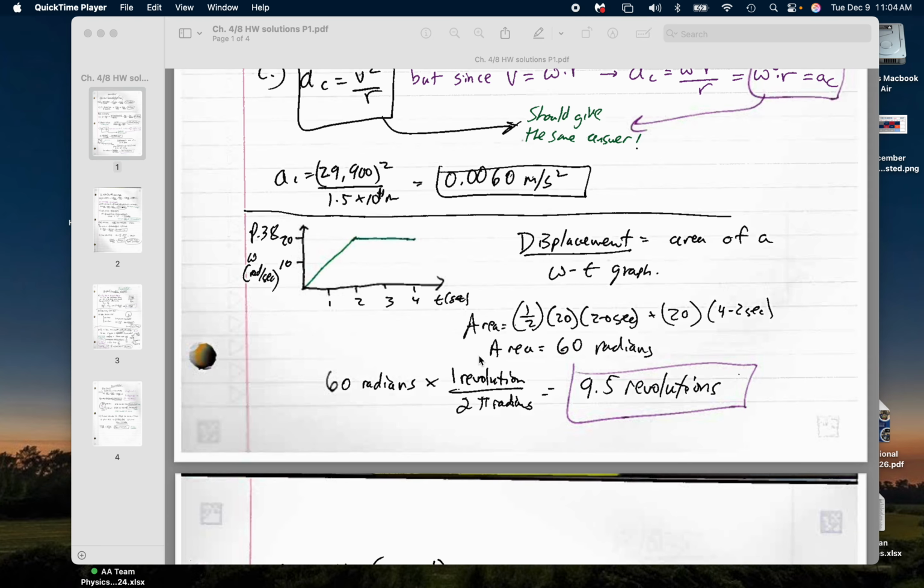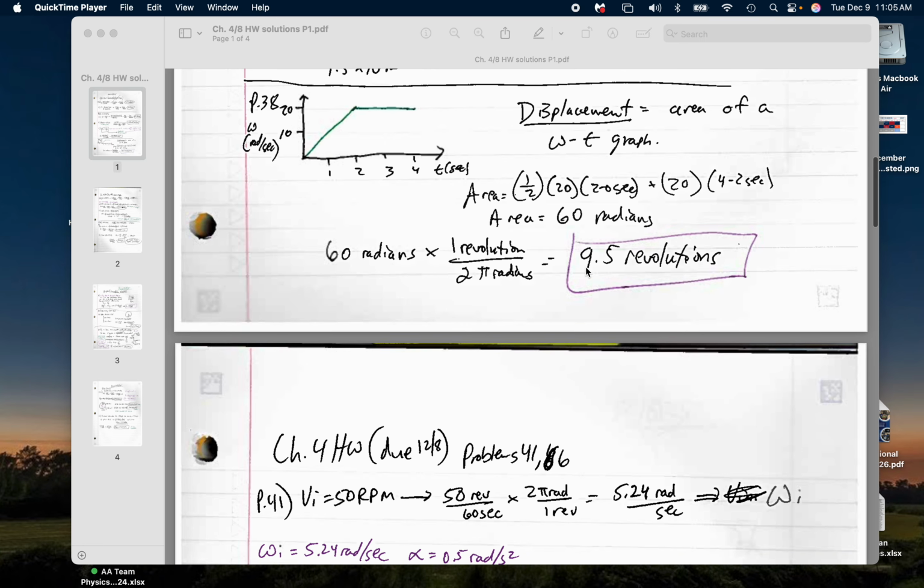Problem 38, I think, is super useful. It relates back to kinematics things that we've done. So I've got a uniform acceleration here and a uniform velocity here. So the displacement is the area of a velocity time graph. So the angular displacement is the area of an angular velocity versus time graph. So I just take a look at this triangle and this rectangle, and I get 60 radians, but it asks for this in revolutions, so I convert 60 radians times 1 revolution over 2 pi radians, and that's 9.5 revolutions.